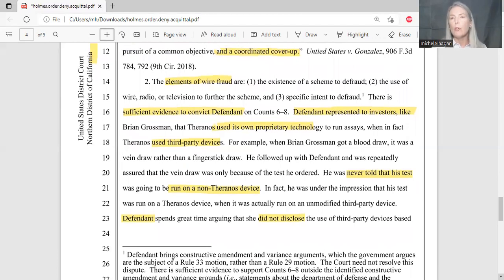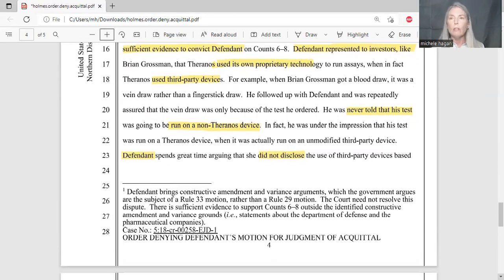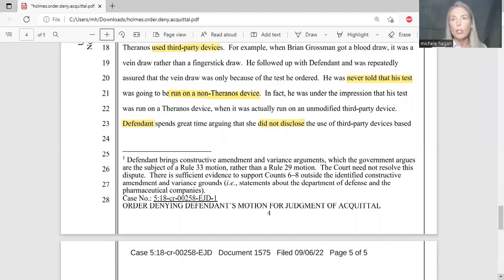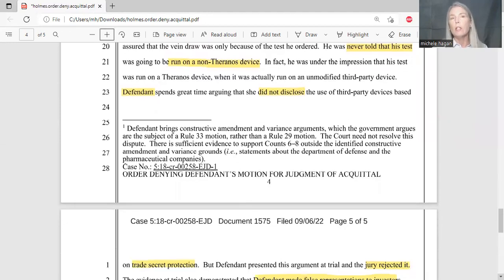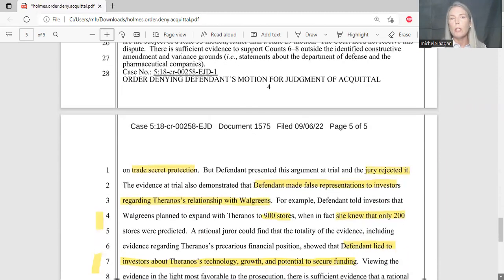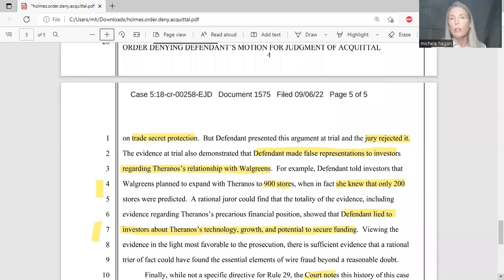Brian Grossman was never told that his test was going to be run on non-Theranos devices. And in the trial, Holmes' defense team argued that the reason they didn't disclose that they were using third-party devices is because it was a trade secret. Well, the judge said right here, defendant spent great time arguing that she did not disclose the use of third-party devices based on trade secret protection. Well, the jury rejected it.